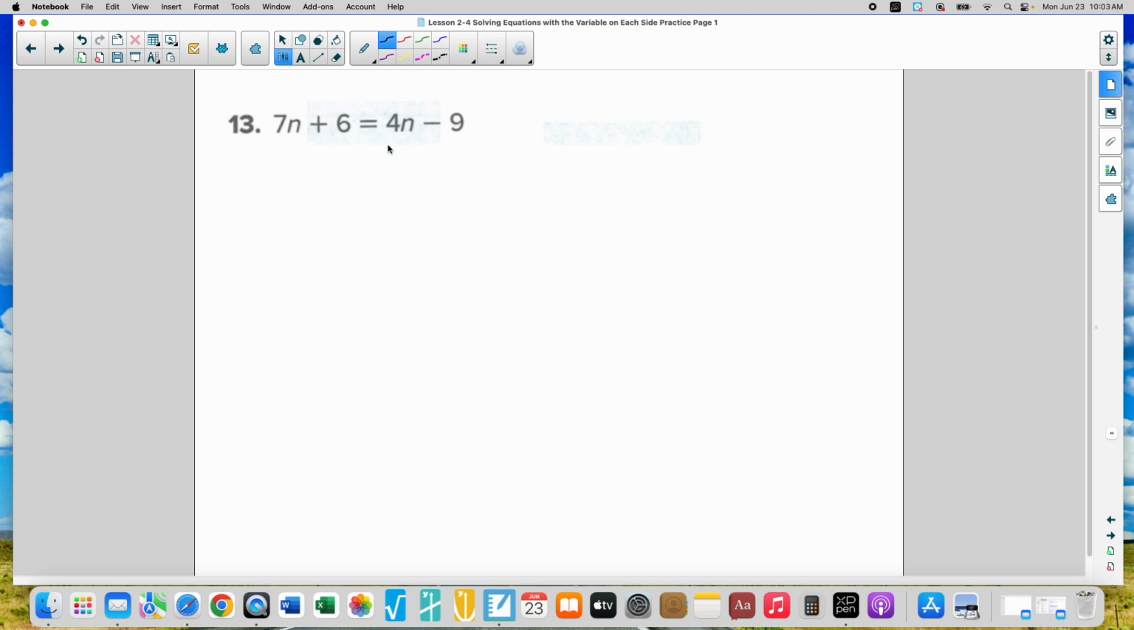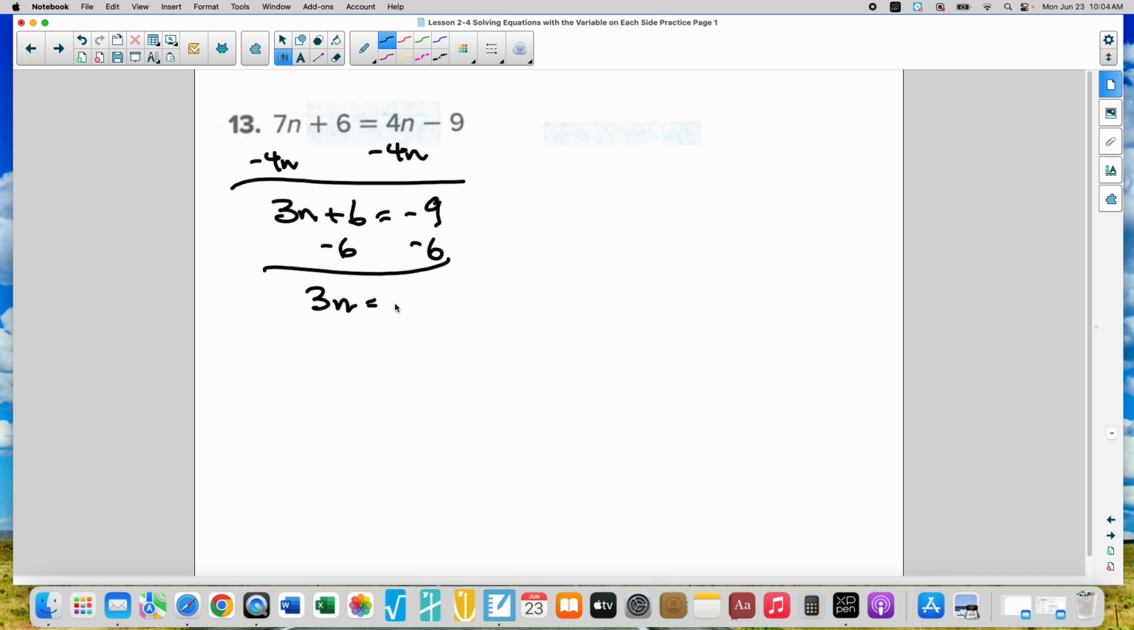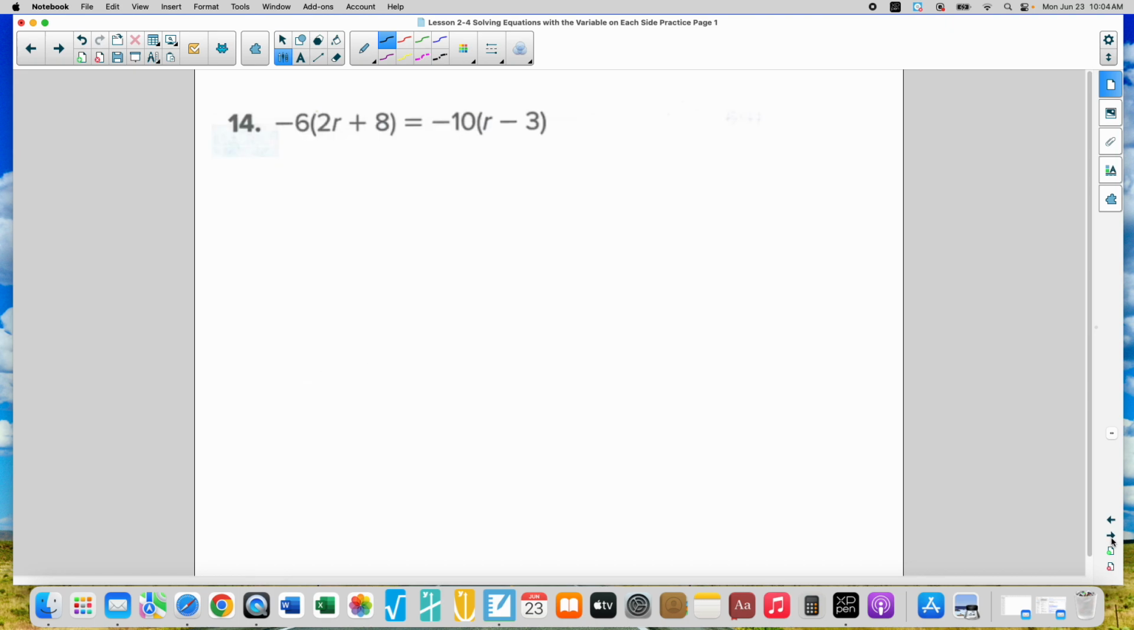All right, this is nice. This is pretty easy, straightforward. 3n plus 6 equals negative 9 minus 6. 3n equals negative 15. Divide by 3. n equals negative 5. Distribute. We're getting real good at these. Now you should be much more familiar with it.